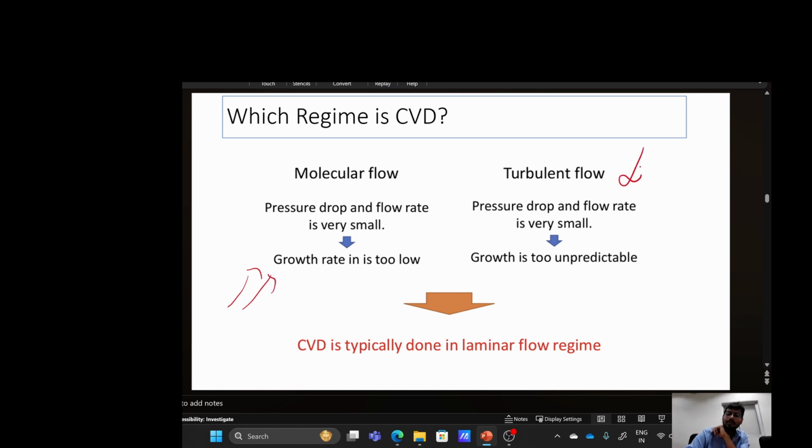And in turbulent flow, the precursor is randomly coming and going, so there will be more non-uniformity, which will be highly unpredictable. It should be repeatable also, right? It won't be repeatable in turbulent flow, because you cannot control that. In laminar flow, you can control how much thickness you want to deposit, because it is a kind of streamline flow.